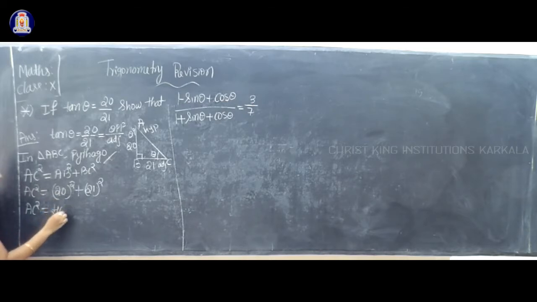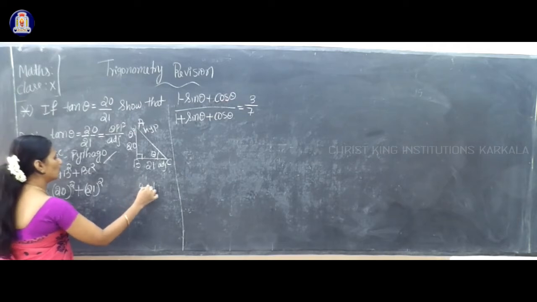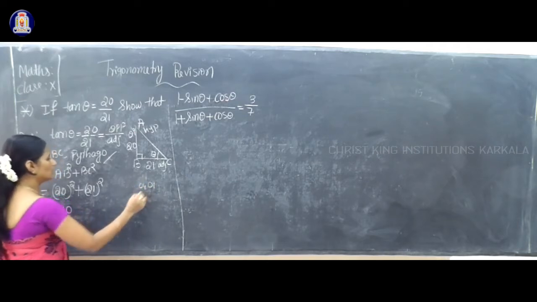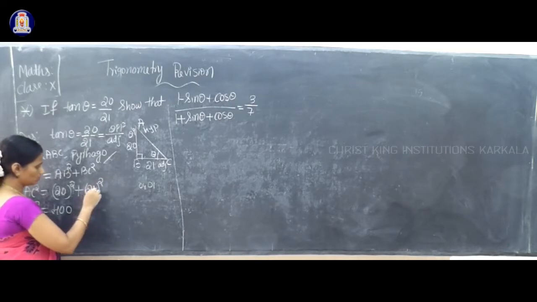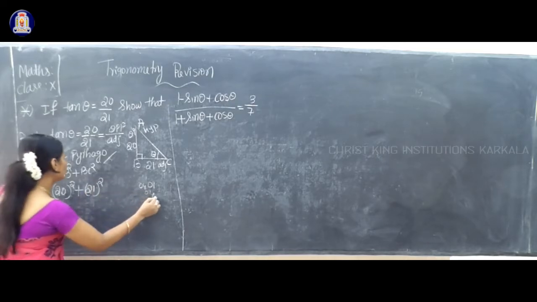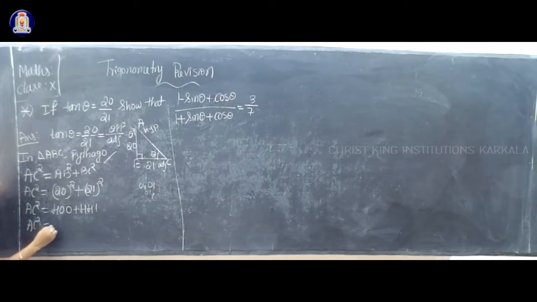20 square is how much here? 400, right? 20 into 20 is 400. So 21 square is 441. Yes, 21 square is 441. So now AC square is equal to how much here? It is 841, right?